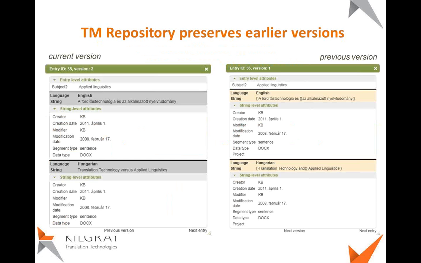Here is an example of a TM repository preserving earlier versions. On the left-hand side, you can see version 2. On the right-hand side, you can see version 1. And the changes are, well, not on the text level, but the changed fields are highlighted.